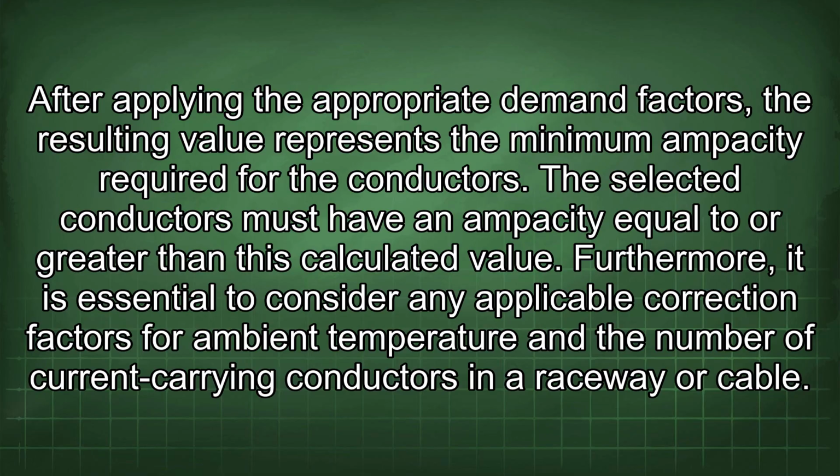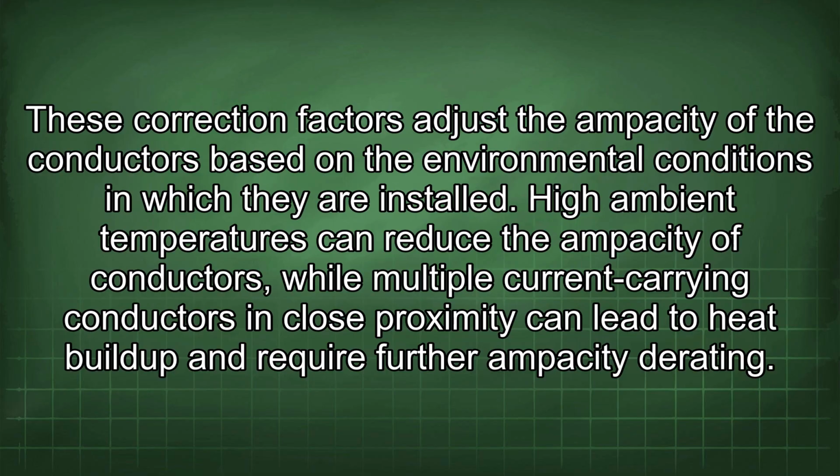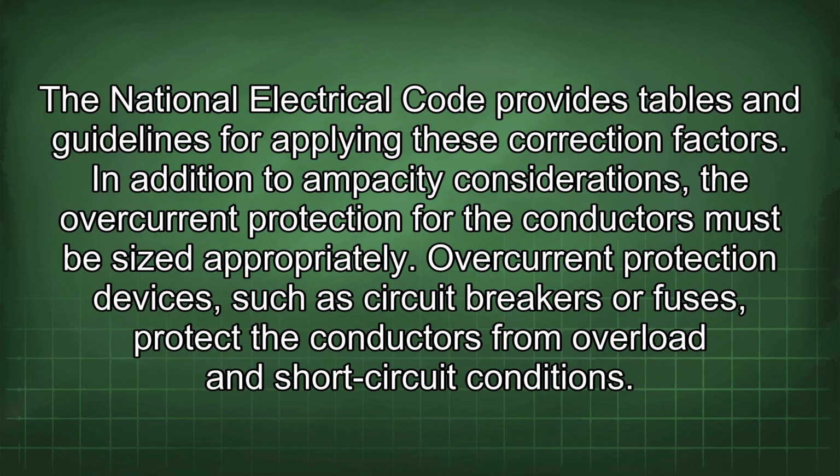Furthermore, it is essential to consider any applicable correction factors for ambient temperature and the number of current-carrying conductors in a raceway or cable. These correction factors adjust the ampacity of the conductors based on the environmental conditions in which they are installed. High ambient temperatures can reduce the ampacity of conductors, while multiple current-carrying conductors in close proximity can lead to heat buildup and require further ampacity derating. The National Electrical Code provides tables and guidelines for applying these correction factors.